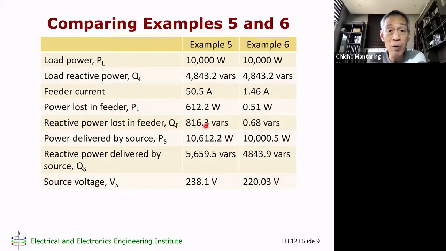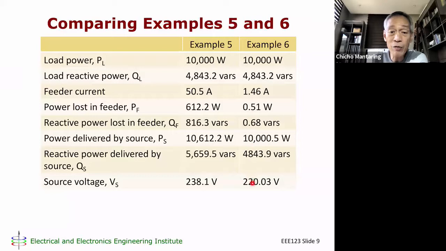Same thing with the reactive power. In example 5, this is what was lost. Example 6, that dropped very, very significantly to 0.68 VARs. So that now, the power delivered by the source from being 10,612 is just now a little over 10,000. And the reactive power delivered by the source from being 5659.5 is just now a little over 4,843. In other words, if you take a look at these two, the power delivered by the source and the reactive power delivered by the source, it's almost equal to the load power and the load reactive power.